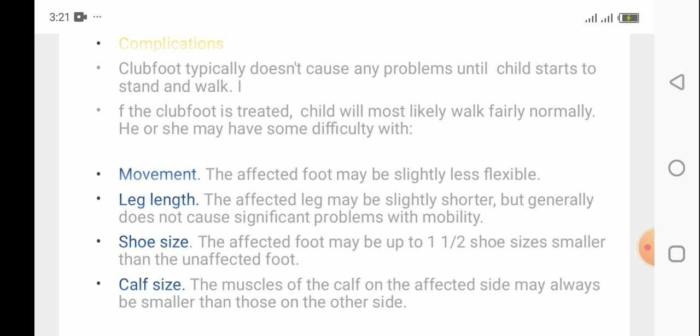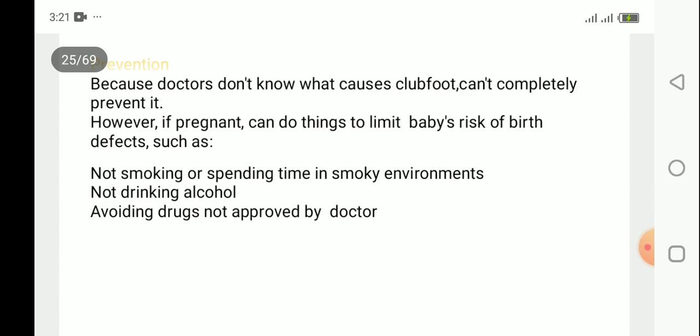Coming to the complications, usually there are certain complications after the surgery and after casting also. The problems start when the baby walks and stands. Usually there are movement problems, leg length problems, and shoe size will be altered. On the affected side, the shoe size will be 1.5 to 2 centimeters less than the unaffected leg, movement will be less flexible, the length of the leg also will be less than the unaffected leg, and the calf muscles also will grow less on the affected side.